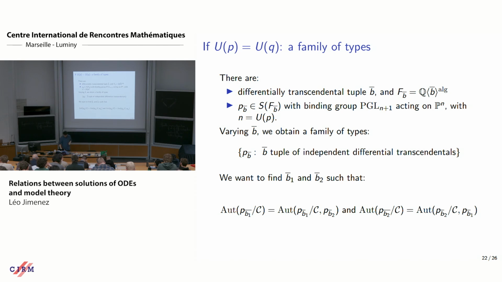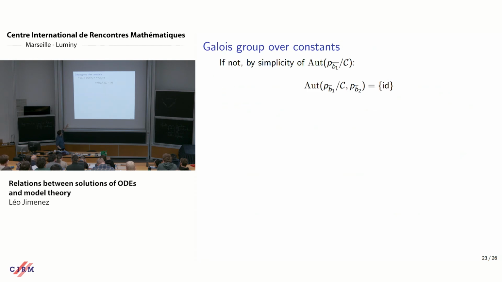Okay. Right, so we just have to do this now. And then the proof is by contradiction. So let's assume that this is not the case, right? So if this is not the case, then this is what we get. By simplicity of this binding group, of this Galois group, we get that out of PB1 over C and PB2 is just the identity.